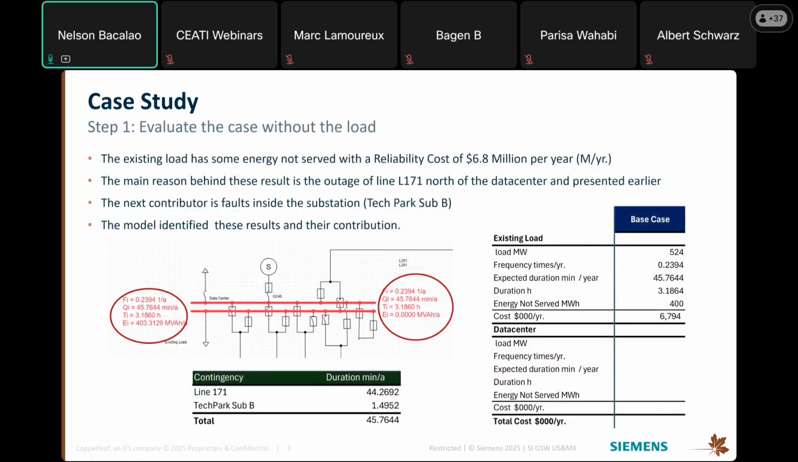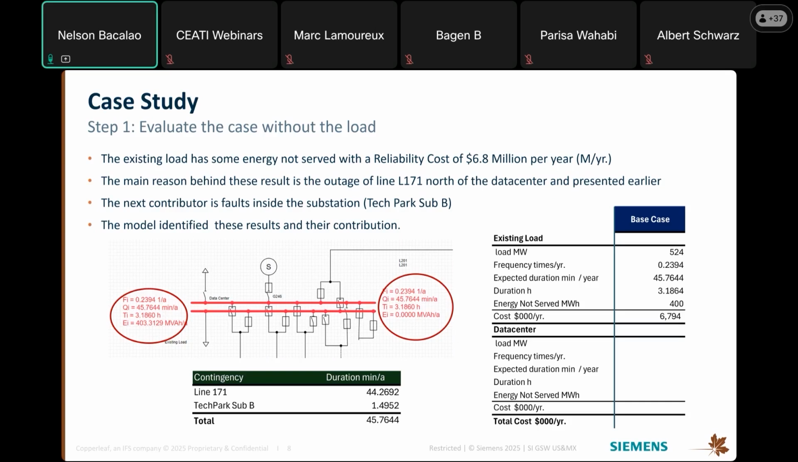Then, as in all analysis, we start with the benchmark, the current situation. What is the current situation for this load center? Well, what we have here is the results of the reliability assessment, which basically models all combinations of failures in the network. Basically, you tell it, okay, if something has a probability of failure less than, let's say, 0.001%, then you can ignore it. Otherwise, consider it.